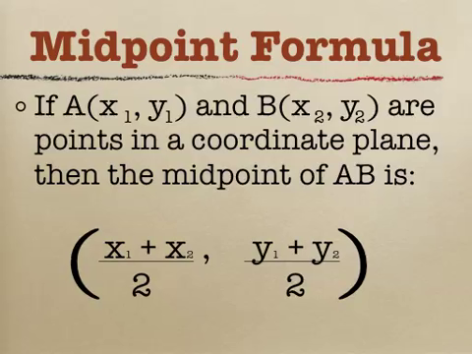The midpoint formula says that if A at (x sub 1, y sub 1) and B at (x sub 2, y sub 2) are points in a coordinate plane, then the midpoint of AB is, notice it's going to be another point, x sub 1 plus x sub 2 divided by 2 for the x value, and for the y value I add together y sub 1 plus y sub 2 and divide that by 2.